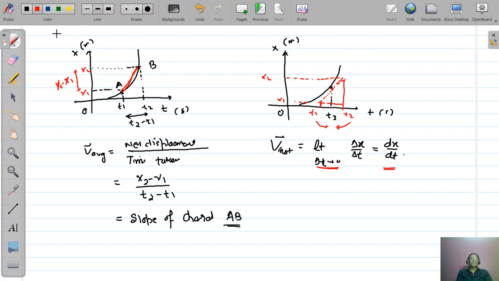So we can say that instantaneous velocity is the slope of the tangent at the point at which we have to find the velocity. So it is to be memorized that average velocity is the slope of the chord and instantaneous velocity is the slope of the tangent. Next we take the velocity time graph.